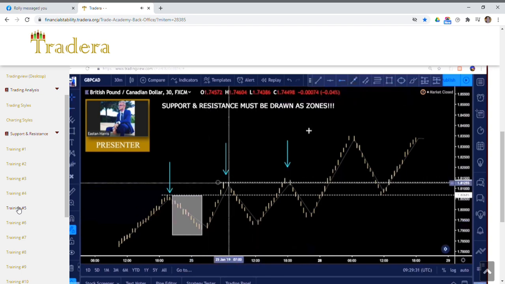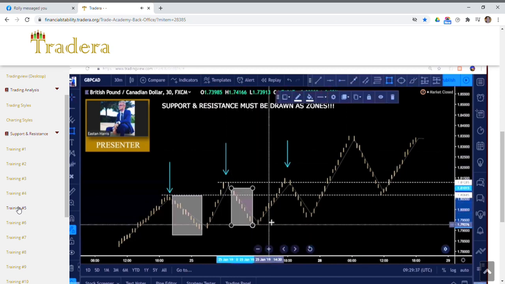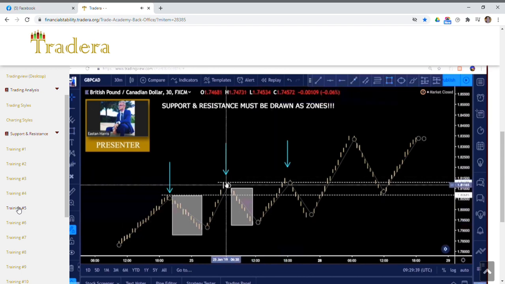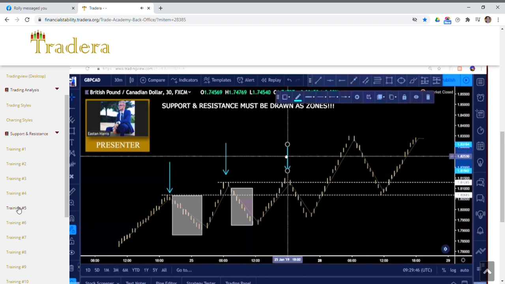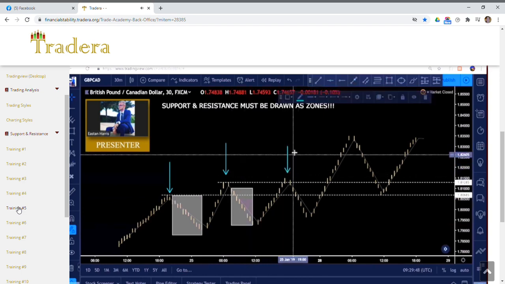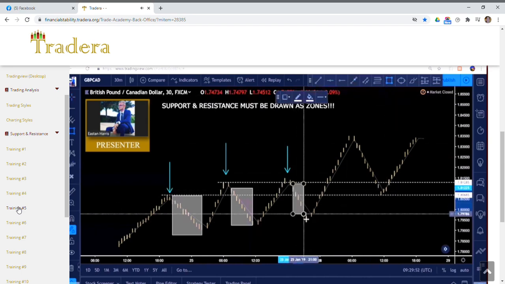Okay, this is where this move originated from. This bearish move originated from this point where my dotted line is. Now, if we look to the right, at this peak here, we need to figure out where this move originated from.